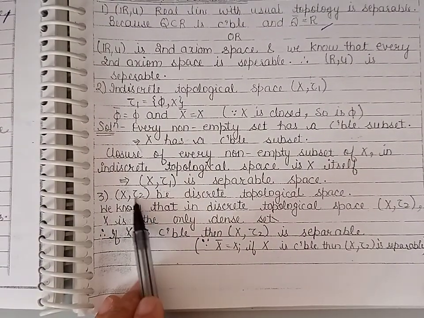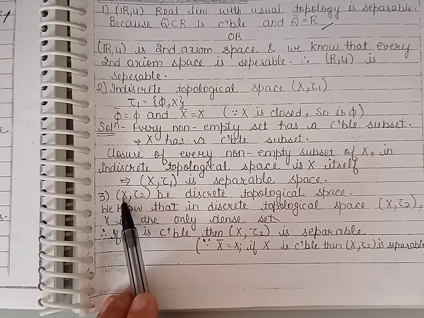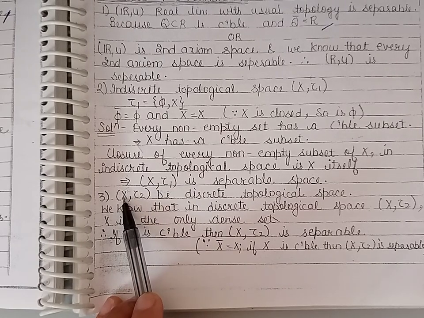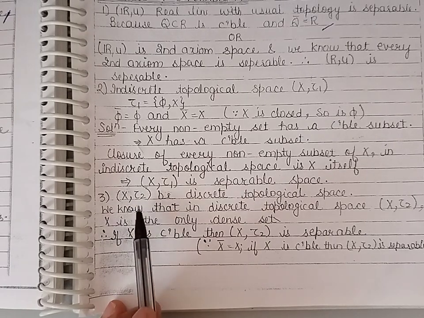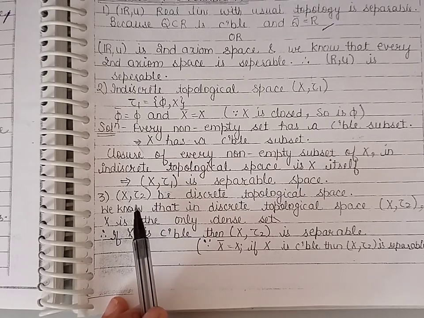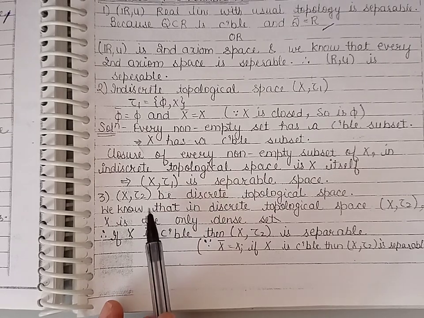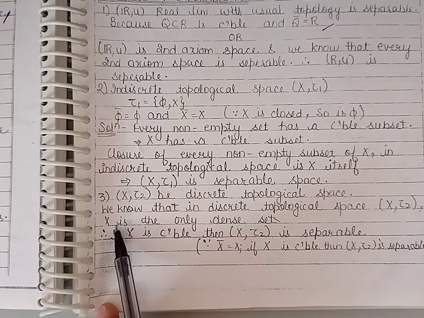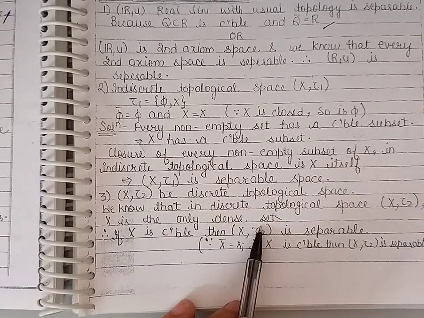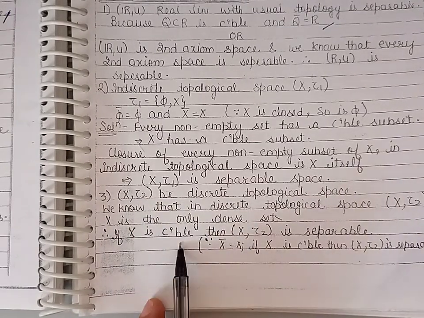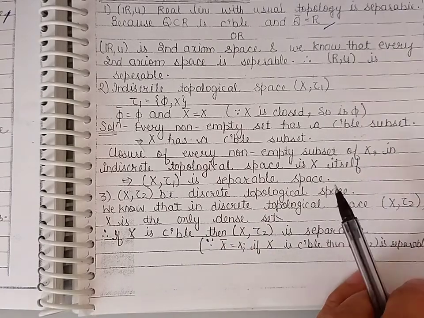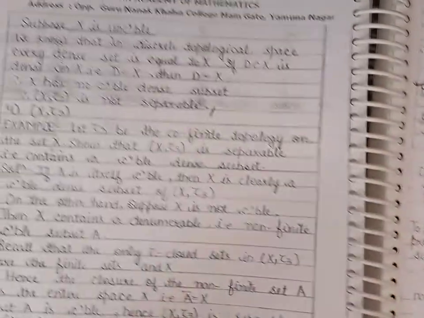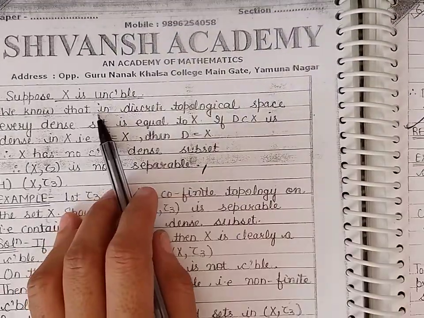Now, the next example is the discrete topological space. The discrete topology is the power set of X, meaning the collection of all the subsets of X. We denote this topology by τ2. And we already discussed in the examples of dense sets that in the discrete topological space, X is the only dense set. So if X is countable, then this topological space will be separable. So we discuss the case when X is uncountable.